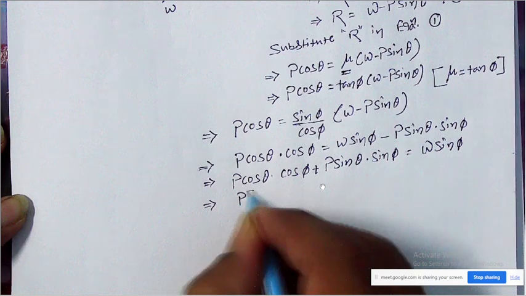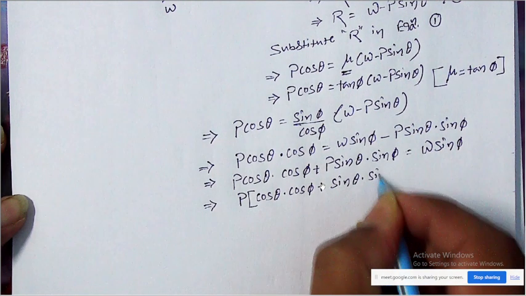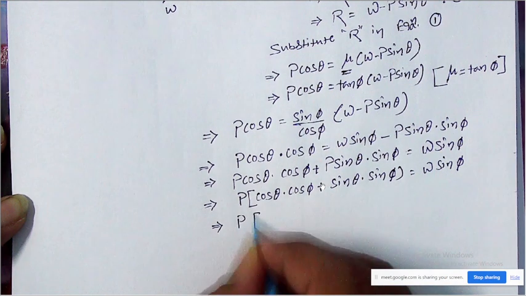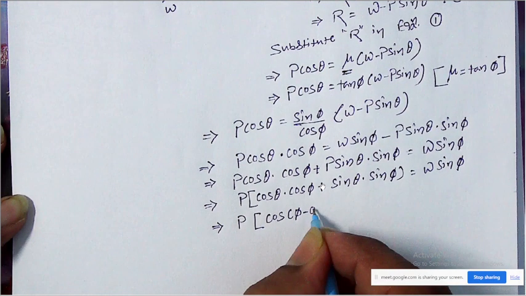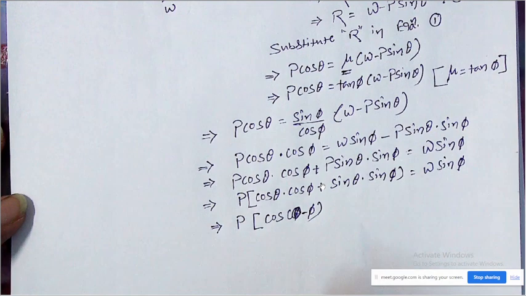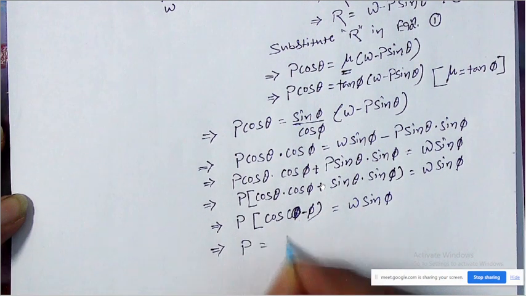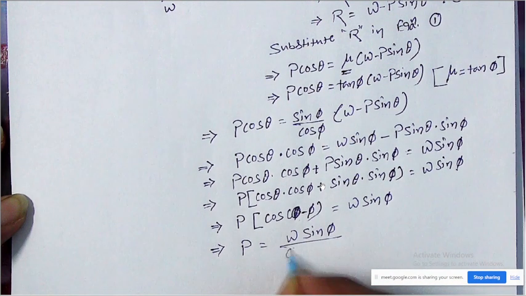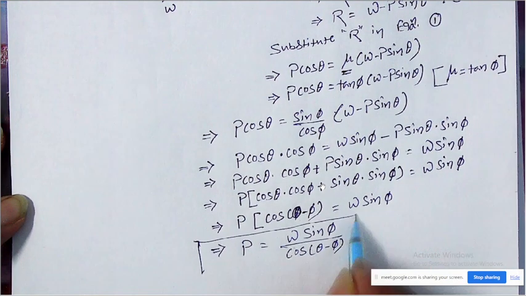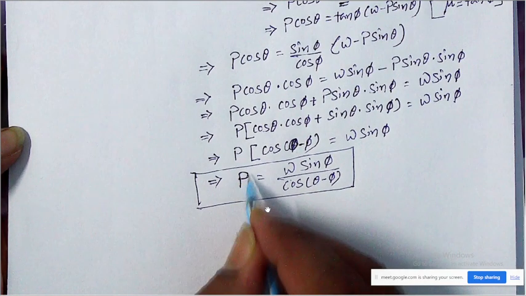So trigonometry. Okay, so P taking common, cos theta cos phi plus sin theta sin phi. What is it? Cos of theta minus phi. So cos of theta minus phi is equal to W sin phi. So P is equal to W sin phi by cos of theta minus phi. Okay, so this is the value of P. But here it is saying when P will be least. Now my question is, when this particular P can be minimum?